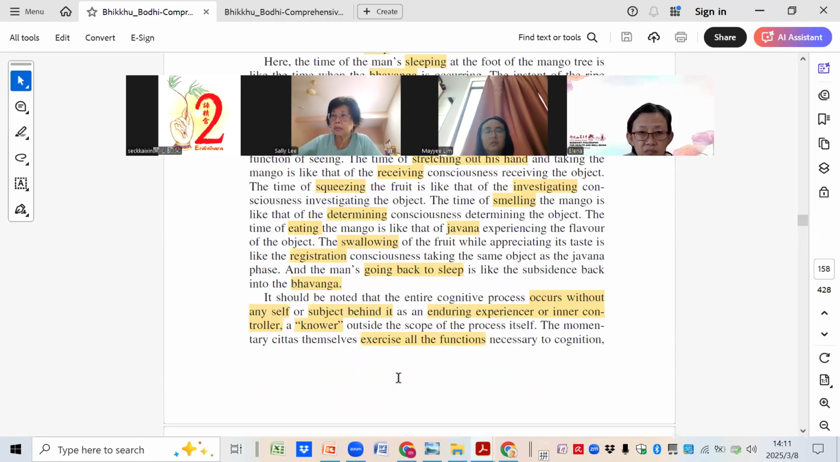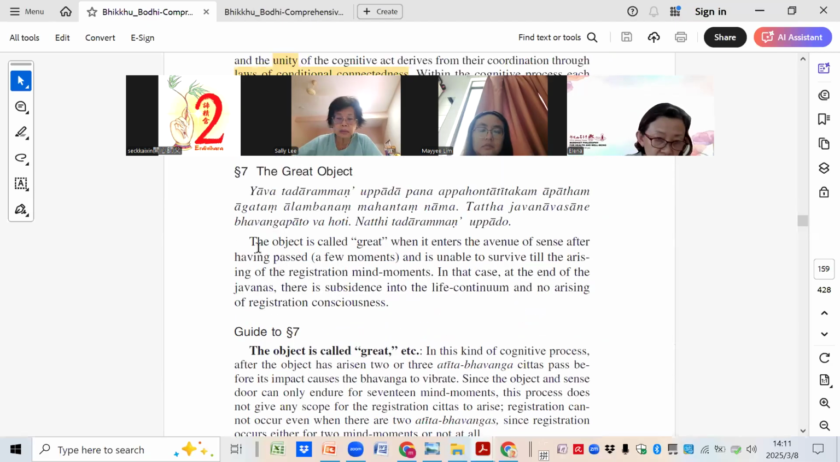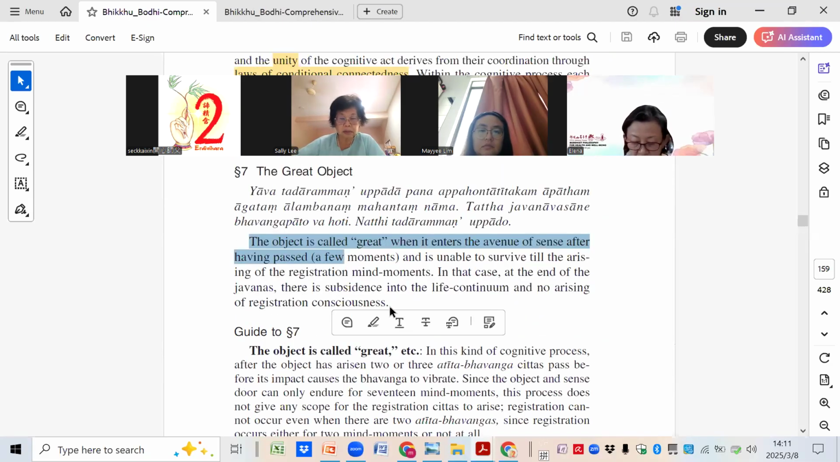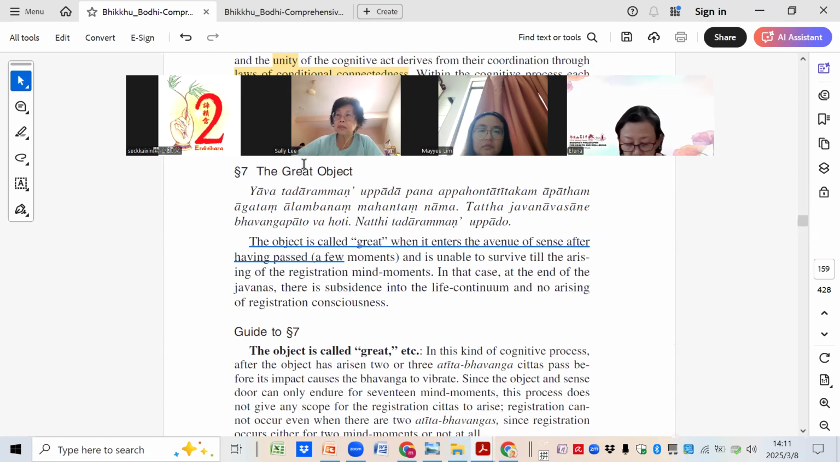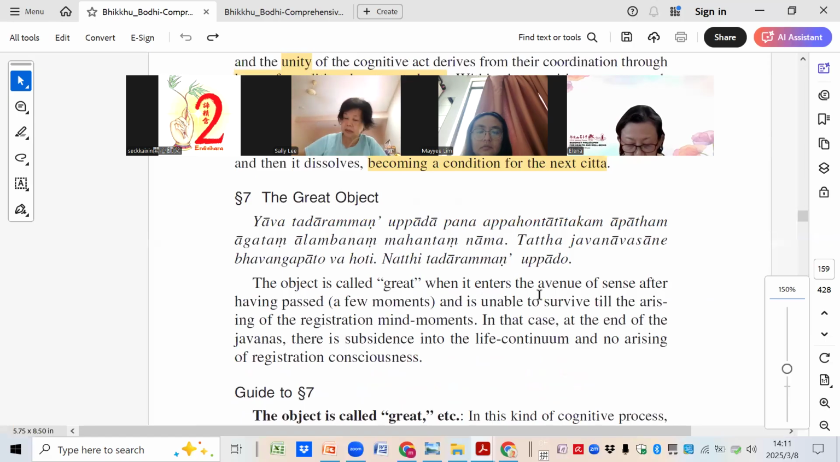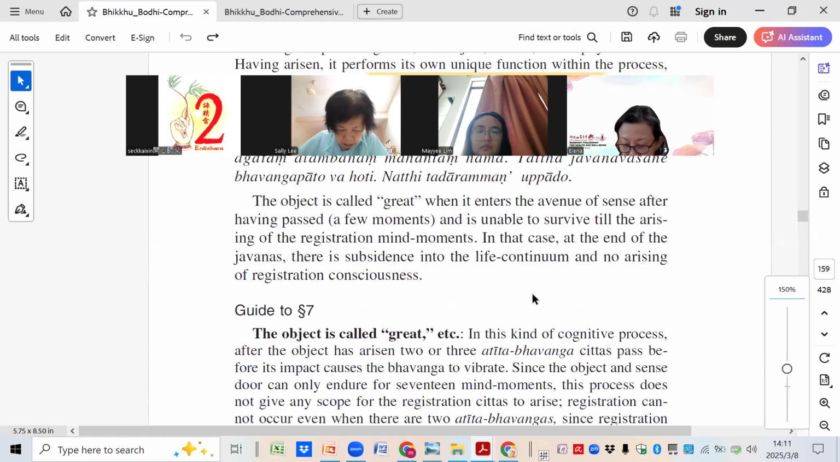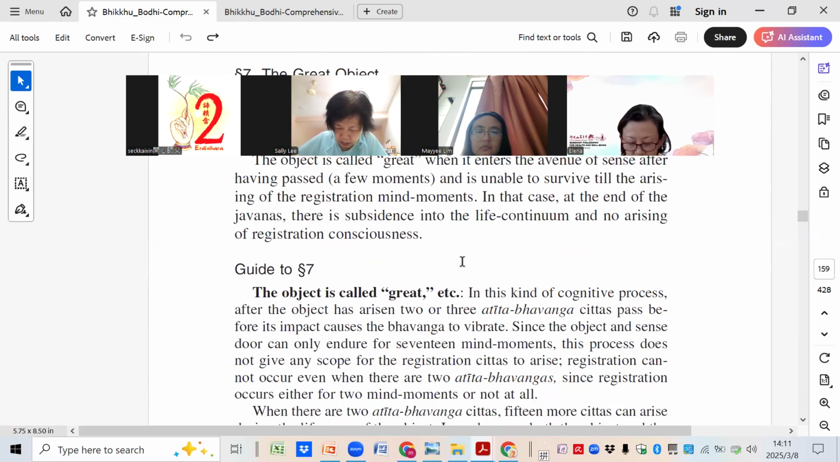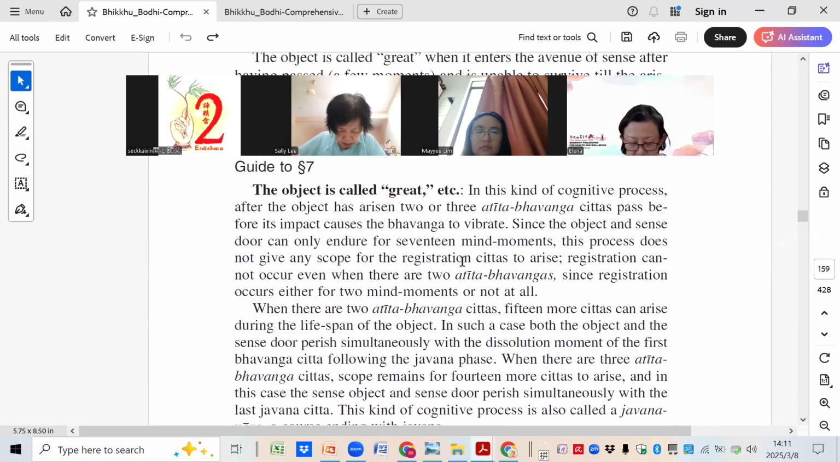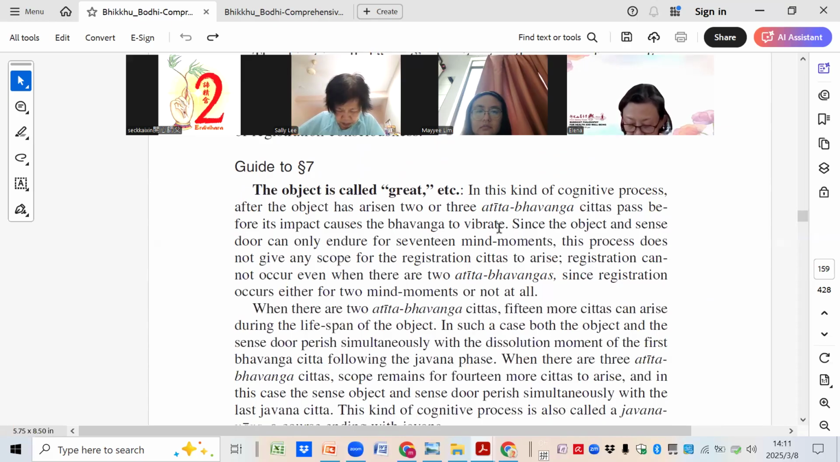Elena, can you please read the passage? Okay, the great object. The object is called great when it enters the avenue of sense after having passed a few moments and is unable to survive till the arising of the registration mind moments. In that case, at the end of the jhana, there is subsistence into the life continuum and no arising of registration consciousness. The object is called great, etc.